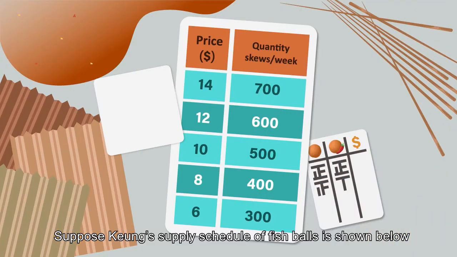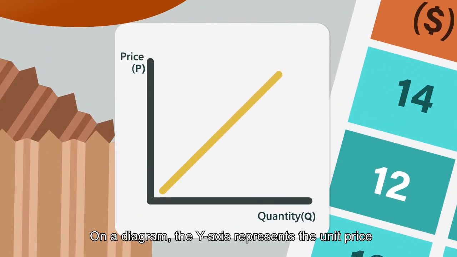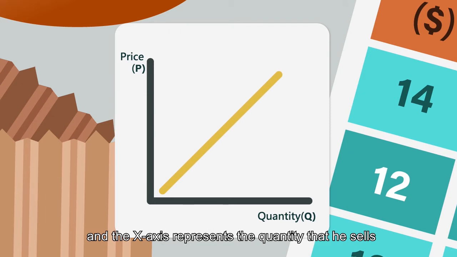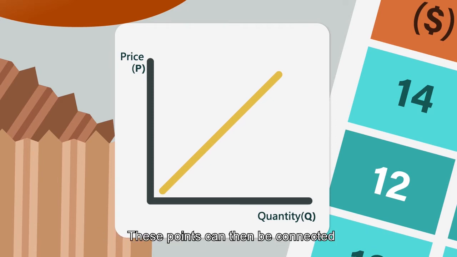Suppose Keung's supply schedule of fish balls is shown below. Besides a supply schedule, we can also use a supply curve to represent Keung's supply of fish balls. On a diagram, the y-axis represents the unit price and the x-axis represents the quantity that he sells. We can convert the data from the supply schedule to its corresponding coordinates. These points can then be connected to obtain his supply curve of fish balls.